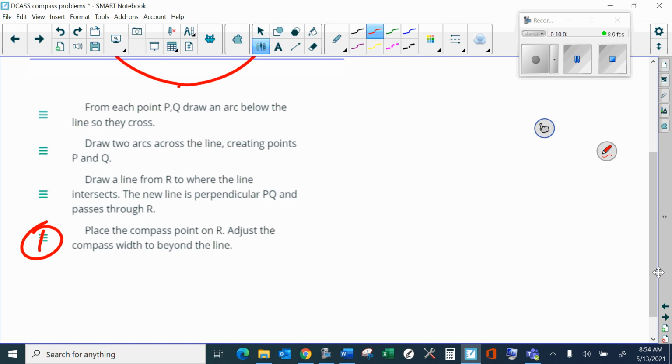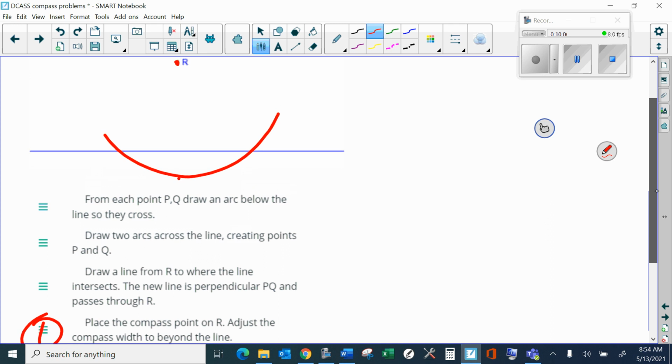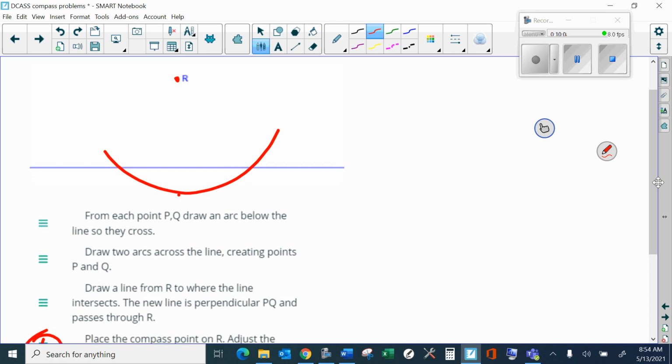Draw two arcs across the line, creating points P and Q. You don't have to draw two arcs, one arc. Okay, right here, calling it P and Q.